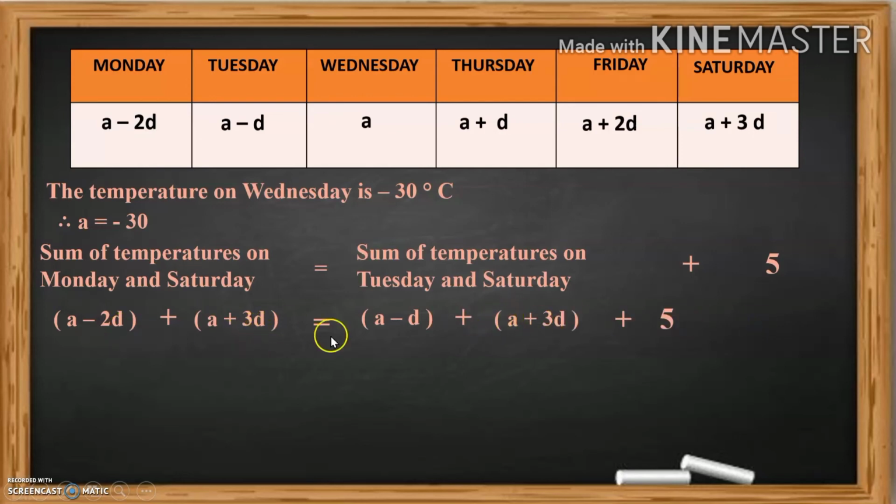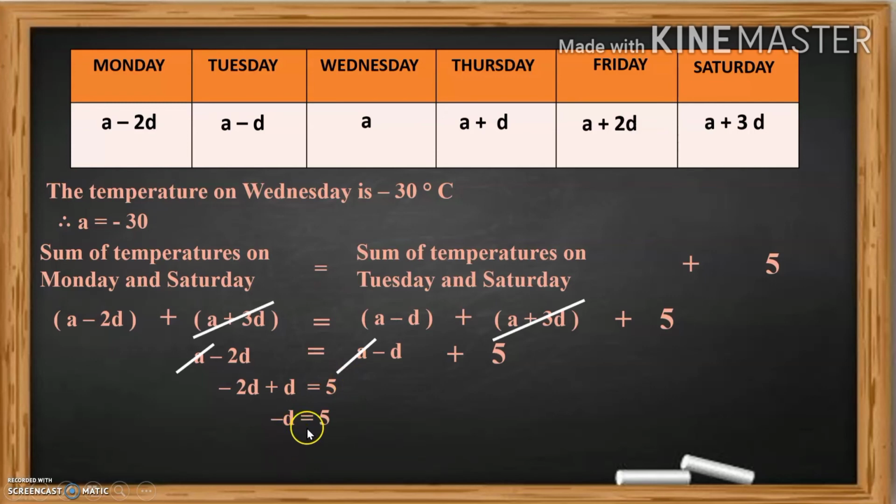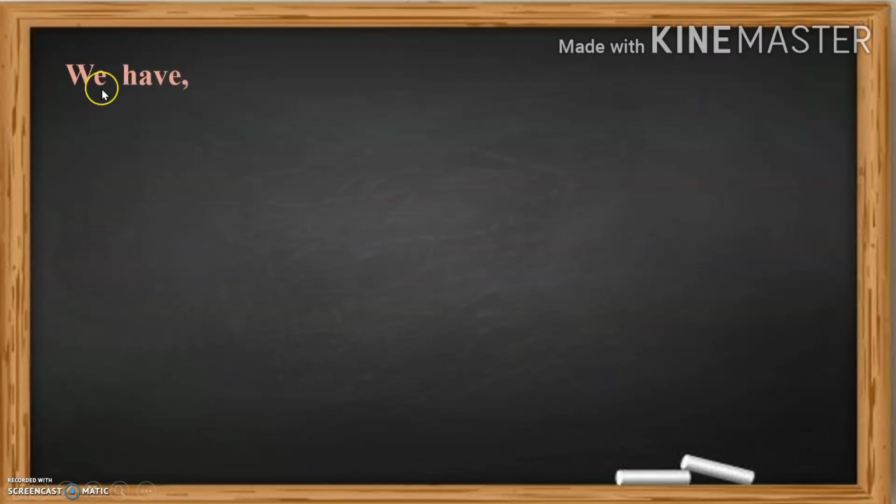Now if you observe, A plus 3D is there on both the sides. So they will get cancelled and you will get A minus 2D is equal to A minus D plus 5. Now again you have A and A on both the sides. So this A and A will get cancelled. Okay, so when you shift this here, you will get minus 2D plus D equal to 5. On simplifying this, you will get minus D is equal to 5 and therefore D will be equal to minus 5. Okay, now we have A and we have D. A is minus 30, D is minus 5.